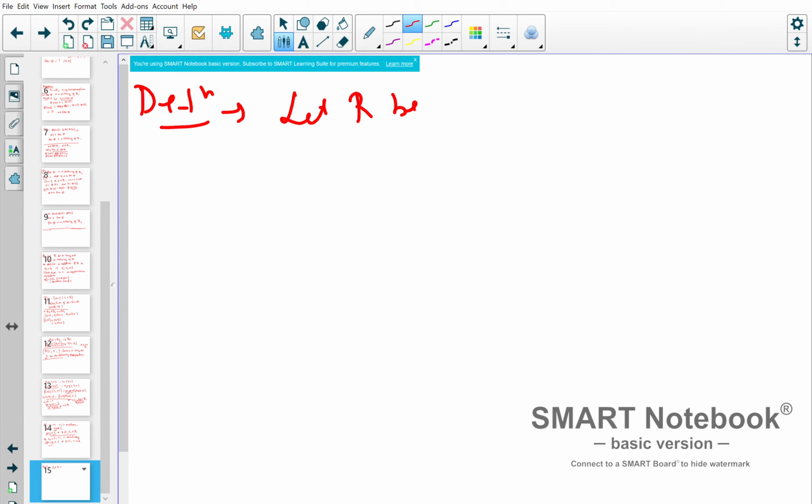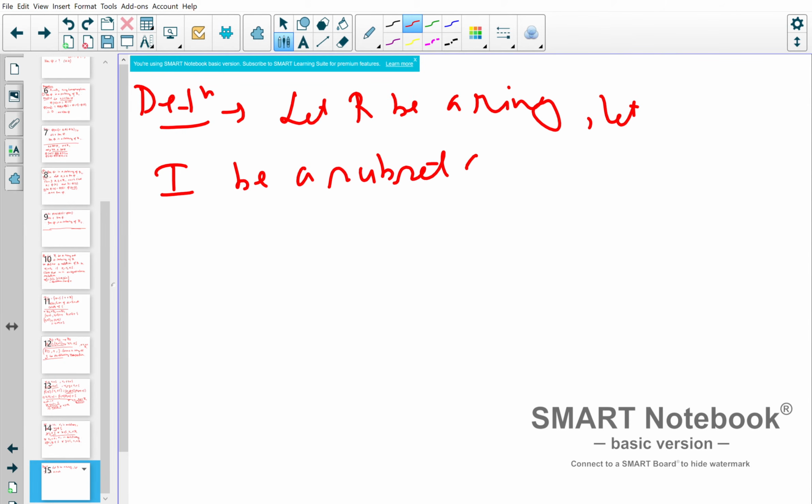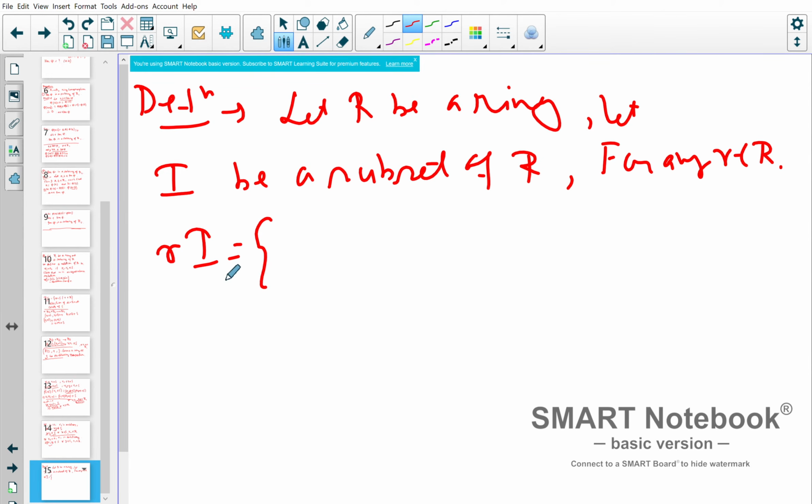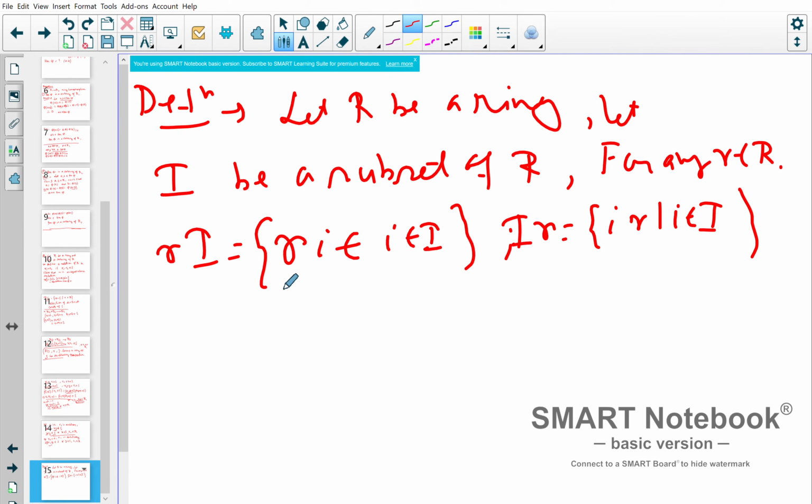Let R be a ring, and let I be a subset of R. Then you define, for any r belongs to R, r of I, which is the multiplication of r into elements of I, such that i is an element of capital I. And similarly you can define I times r, i times r, i belongs to capital I, both ways. So these are my sets.